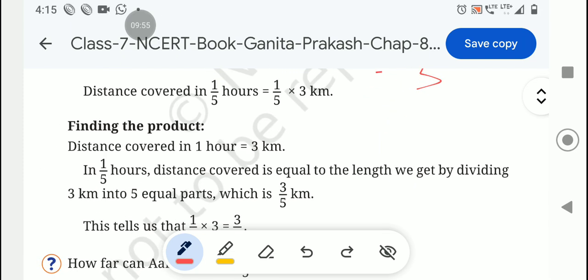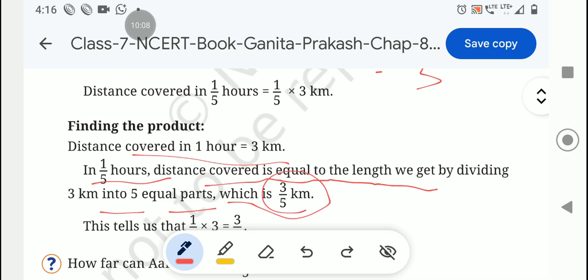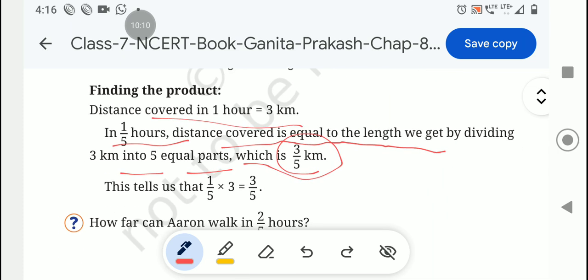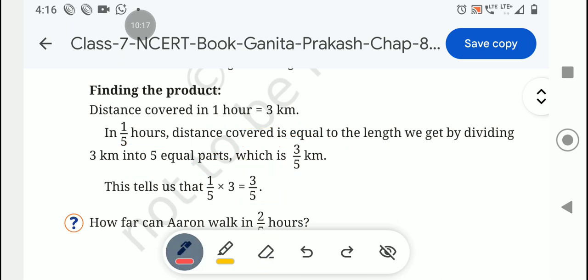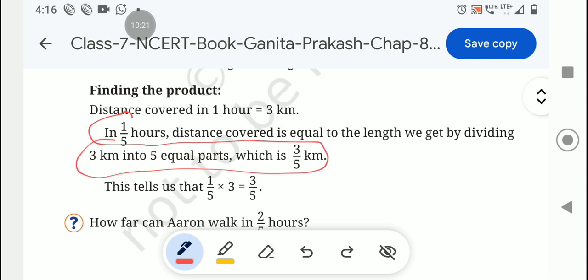Distance covered in 1 hour is 3 kilometers. In 1/5 hours, the distance covered is equal to the length we get by dividing 3 kilometers into 5 equal parts, which is 3/5 kilometer. This tells us that 1/5 into 3 is 3/5 kilometer.